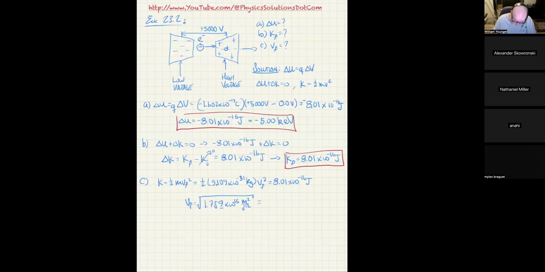So I'm going to take the square root of this number, the 1.759 times 10 to the 15th, and that's going to give me 4.19 times 10 to the 7th meters per second equals v final.